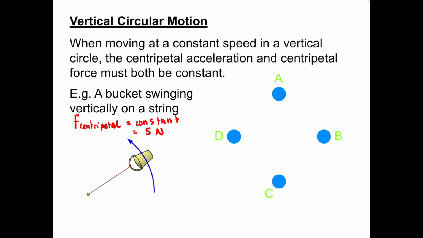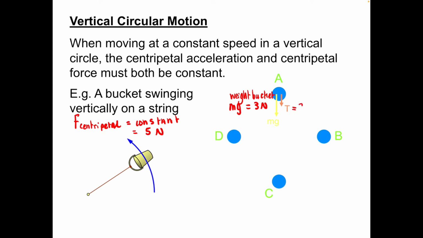So when the bucket is overhead, we have 2 forces acting on it. We have mg, which is the weight of the bucket, which will also stay constant. The weight is given by mg, so let's just say it is 3 newtons. And what other force is acting on the object at this point? Well, there is also a tension on the string that's pulling the object down. These 2 forces added together will give us our centripetal force. So at point A, our centripetal force is caused by the weight of the bucket plus the tension on the string.